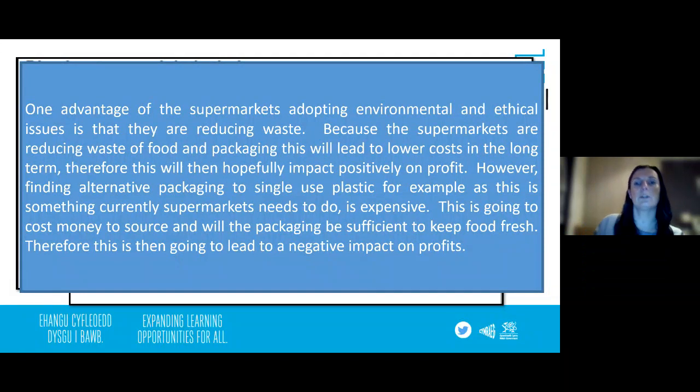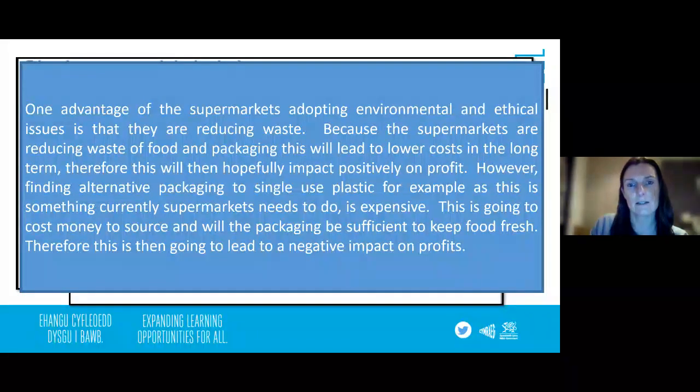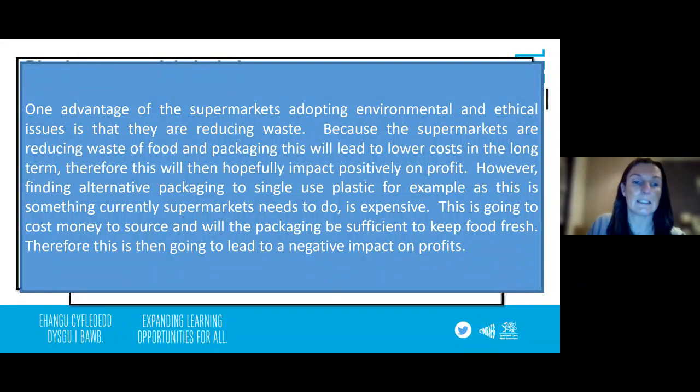So with this question, in this answer, I've put in some context. I've put in obviously an advantage and disadvantage in the paragraph. I've put context about the supermarkets, about packaging, about food, and then I've gone on to a disadvantage, and then using the word therefore expanded on my points. So the word therefore is good to make yourself expand on those points.